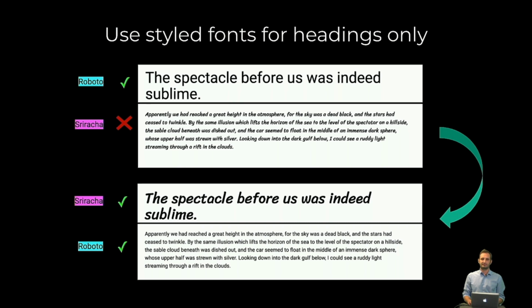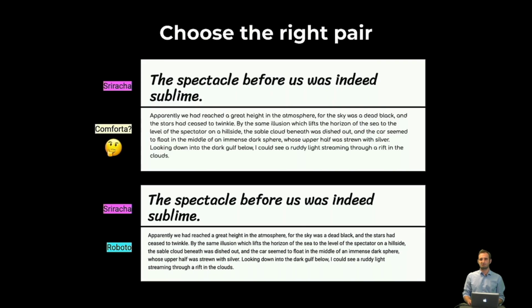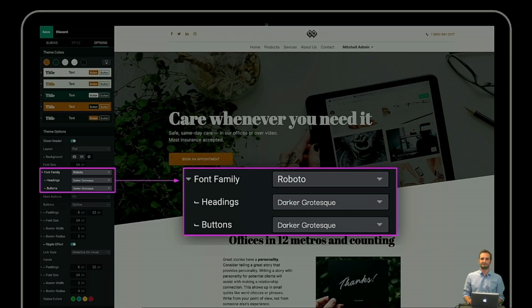It works better when Shiraka is used as an editing font and Roboto is used for the body, for the paragraphs. But is Roboto the best match when it comes to design? I think that Comforta is probably the better font in this case, but you can choose. It's really up to you.